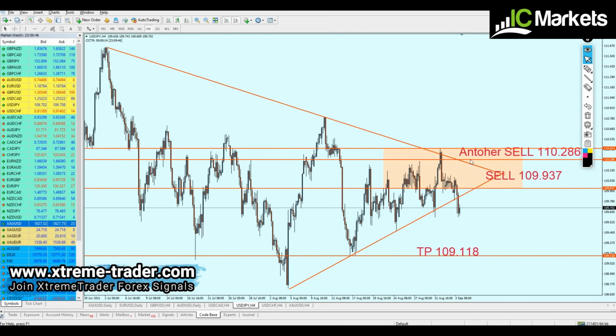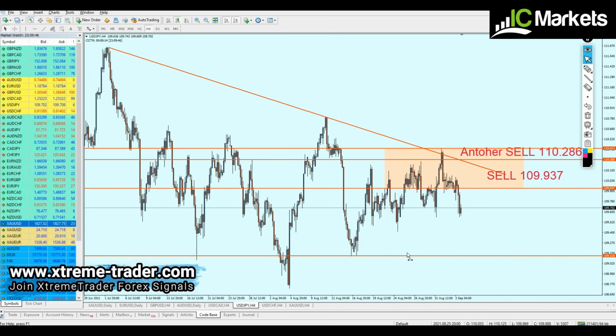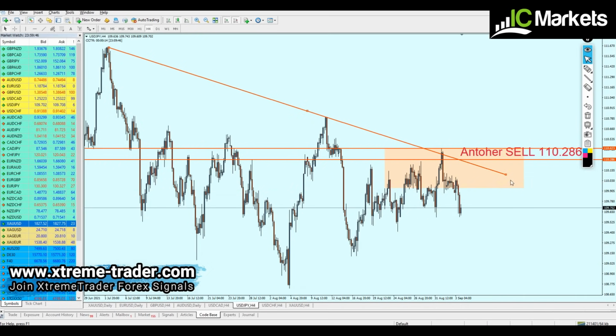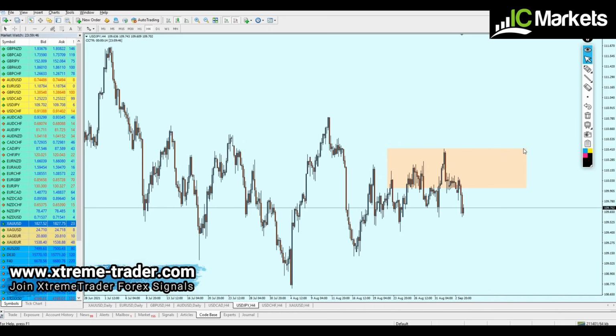USD JPY, as you can see, my friends, the signal has worked perfectly fine. It has reached the edge of the safe zone, and even another sell order has been triggered, and currently it's running in 23 pips of profit. Of course, I need to delete the old signal. Just delete everything and let's analyze from zero.